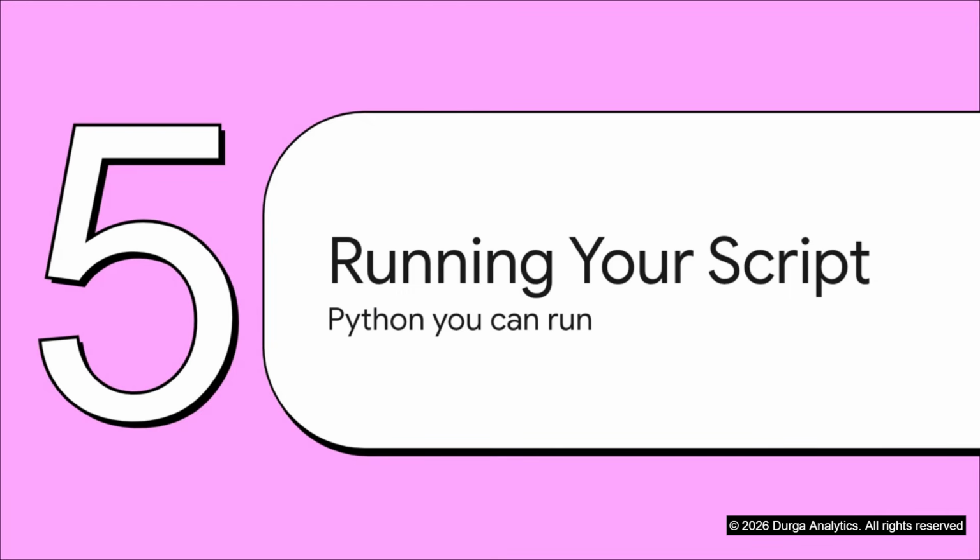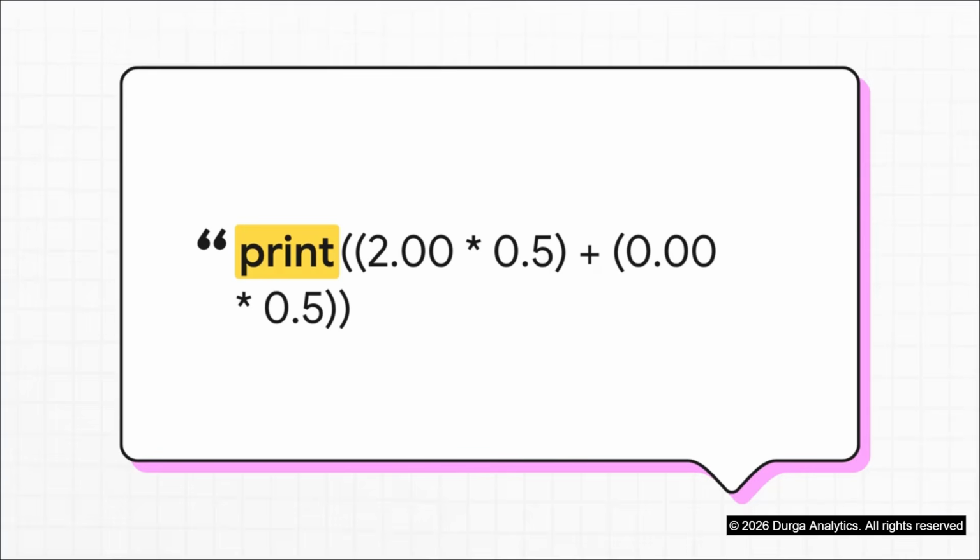So, Section 5, Python you can actually run. Let's write that first script. Open up a plain text editor and type exactly what you see here into a file named hello_quant.py. Let's break down the code line by line. The first line simply prints our label text to the screen. The second line tells the interpreter to mathematically calculate this expression, using the asterisk for multiplication, evaluating the parentheses first, adding those values together, and then printing the resulting number.